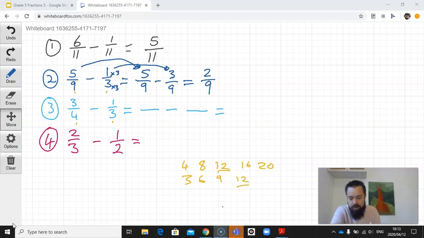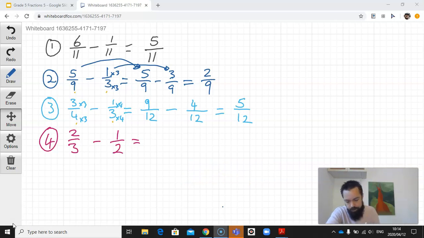So if I look at the 4 to make it into a 12, I go 4, 8, 12. I times it by 3. And what you do to the bottom, you do to the top. So the first equivalent fraction is going to be 9 over 12. And the second one, I've got to make that into a 12. So 3, 6, 9, 12, times 4. And what you do to the bottom, you do to the top. 1 times 4 is 4. 3 times 4 is 12. I now have the same denominator. 9 minus 4 is 5. There's my answer. Have a go with number 4.